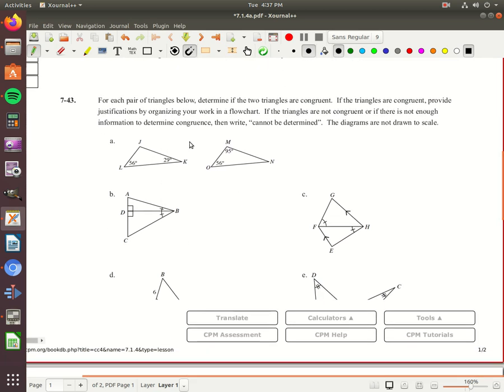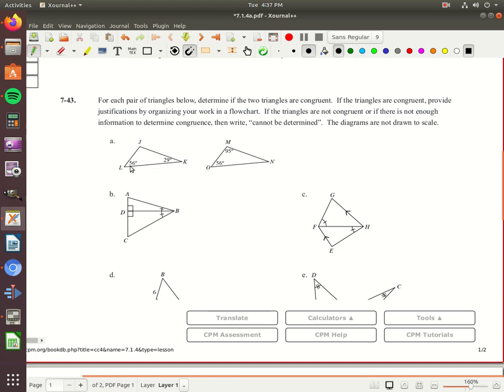All right, so 743. For each pair of triangles below, determine if the 2 triangles are congruent. If the triangles are congruent, provide justification by organizing your work in a flowchart. If the triangles are not congruent, or if there's not enough information to determine congruence, write cannot be determined.